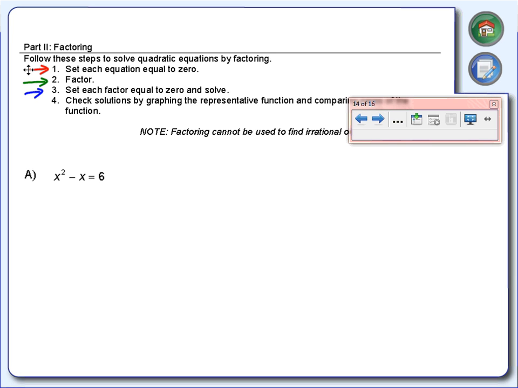So here we go. First step, get it equal to 0. So what I'm going to do is take this 6 right here and move it over here with its buddies. So now I'm going to end up with x squared minus x minus 6 equals 0. Move the 6 to the other side by subtracting. So there's the first step.